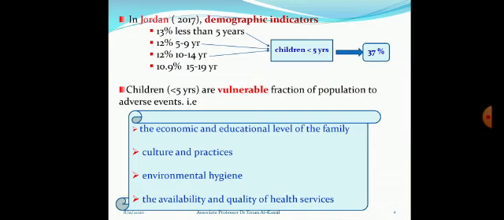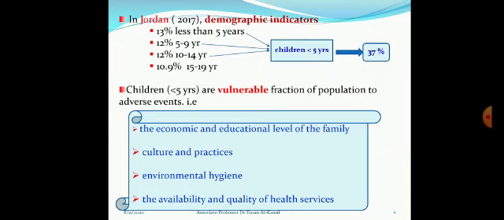Children under 5 are a vulnerable group of the population, and they may be exposed to different types of adverse events such as any change in the economic status or educational level of the family. It will affect the growth of the children because the economic status is related to the nutritional status and the provision of different materials in order to improve the quality of life.